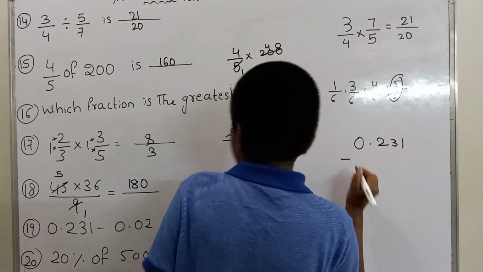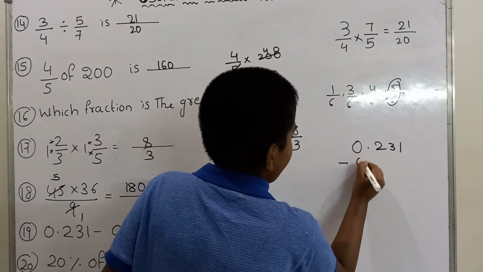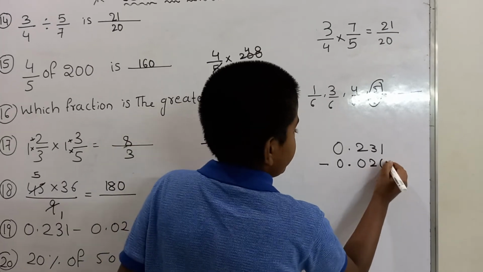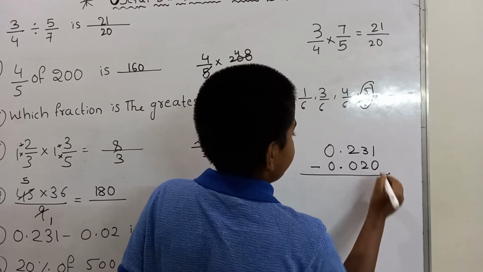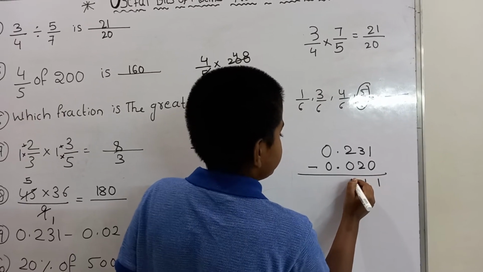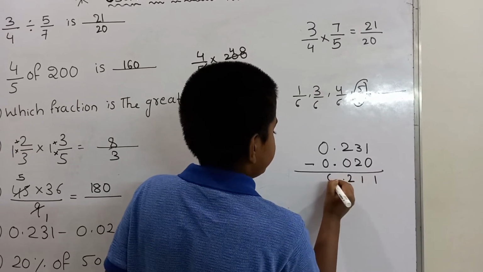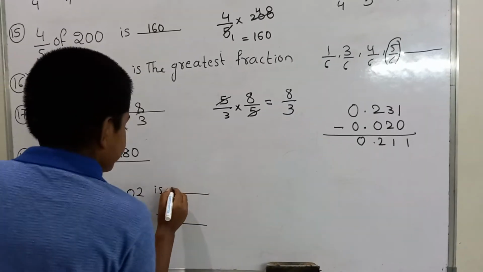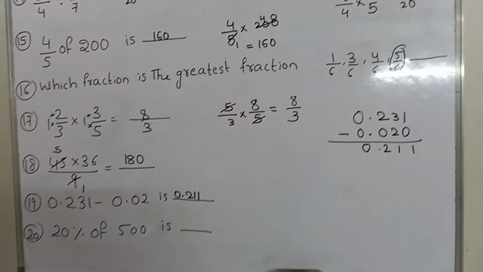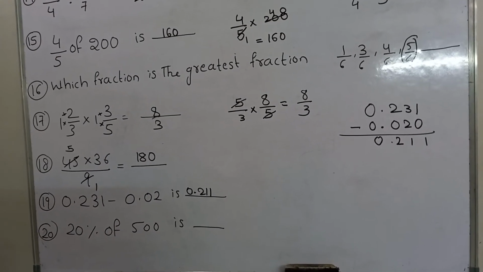And next question is, 0.231 minus 0.02. Here we can keep a 0. Here 1 minus 0 is 1, 3 minus 2 is 1 and 2 minus 0 is 2. 0 as it is. So the answer is 0.211.